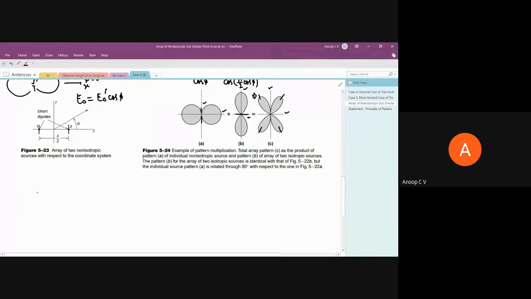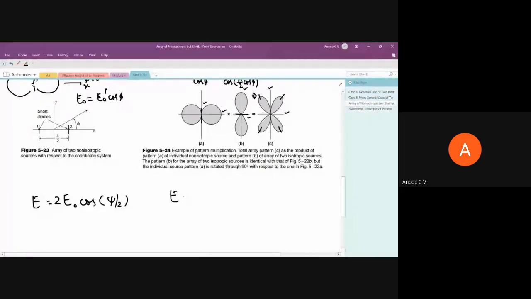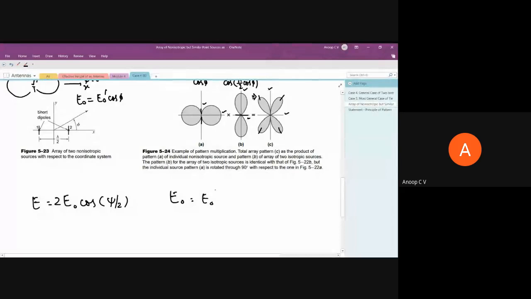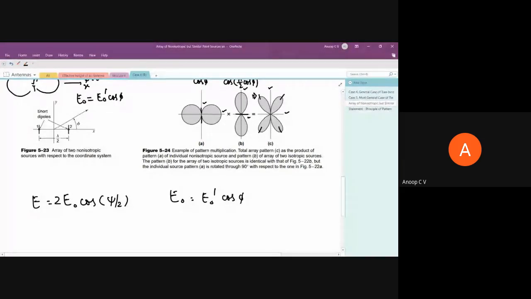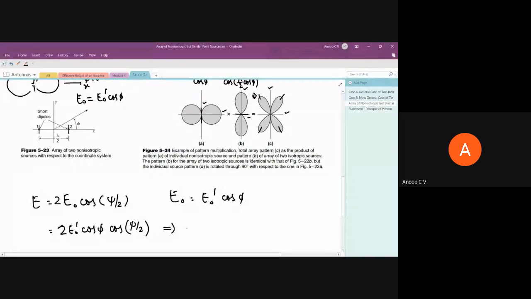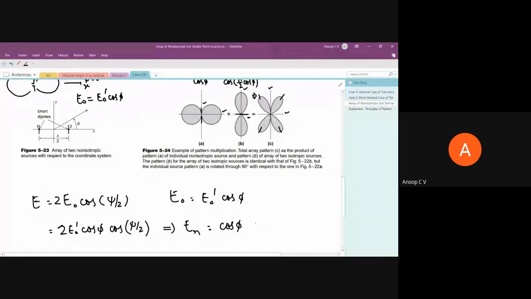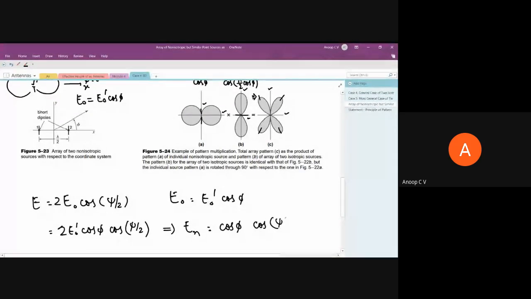We know the resultant field E is equal to 2 E naught cos of psi by 2, where E naught is equal to E naught dash cos phi. So I can write it as 2 E naught dash cos phi times cos of psi by 2. Which implies the normalized field pattern is nothing but cos phi times cos of psi by 2.